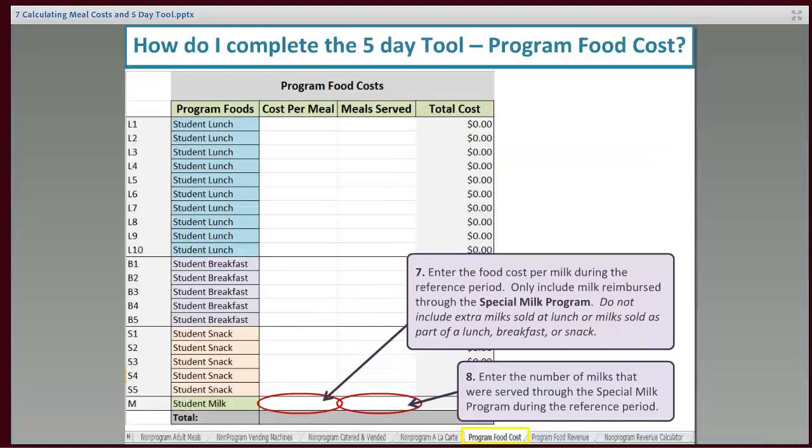This student milk is for special milk program only. So those are the reimbursable milks from special milk program. This is not your a la carte milks. Those go under the a la carte tab. So you'll enter in the cost of the milk and how many you sold.